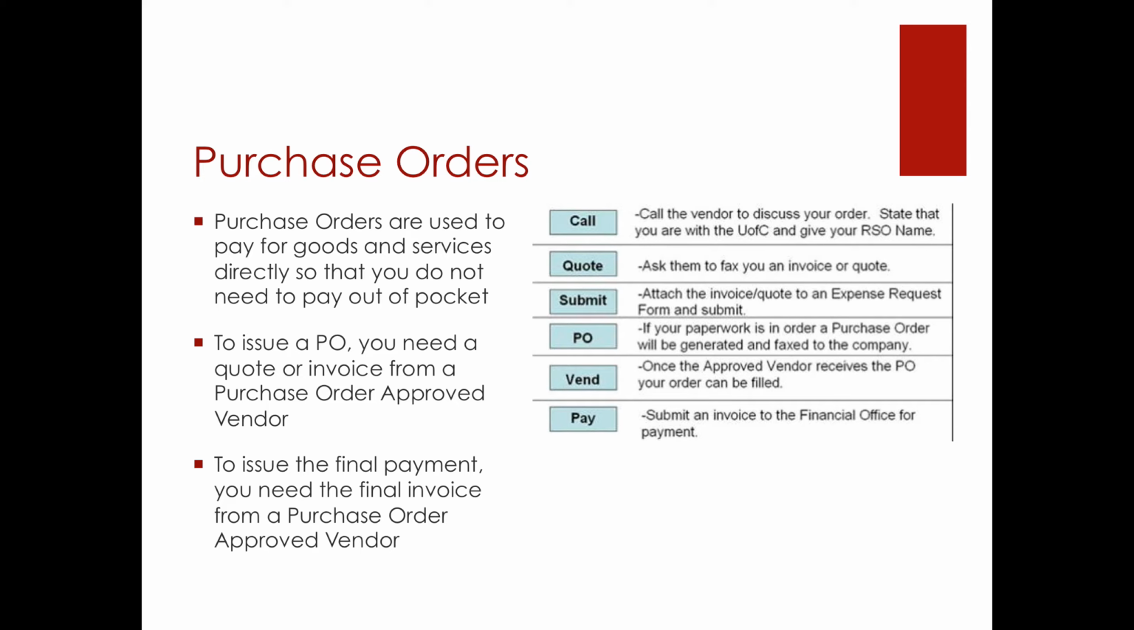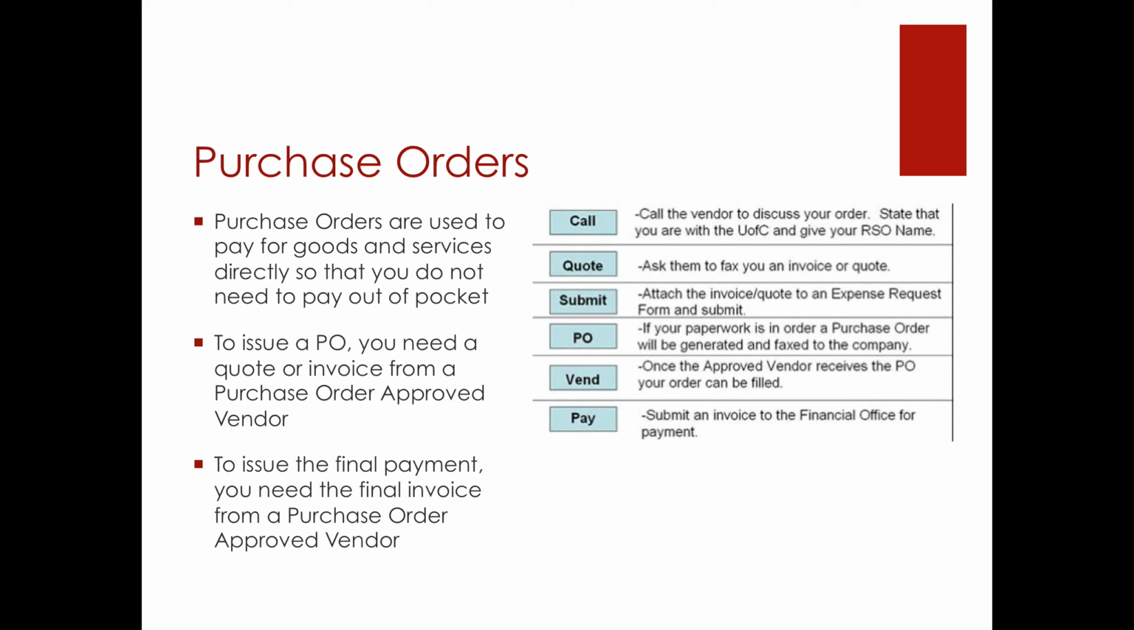Note that only university-approved vendors may receive purchase orders. Also note that to issue final payment on a purchase order, you will need a final invoice from the vendor. It is a simple 6-step process. To do a purchase order, start by calling your university-approved vendor to discuss your order. State that you are with the University of Chicago and give them your RSO name.